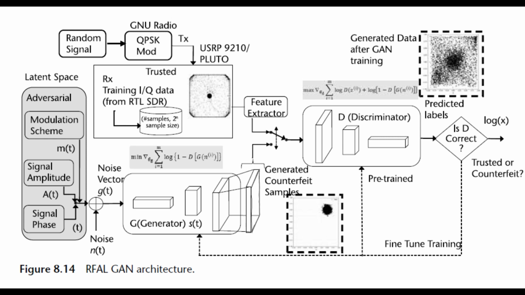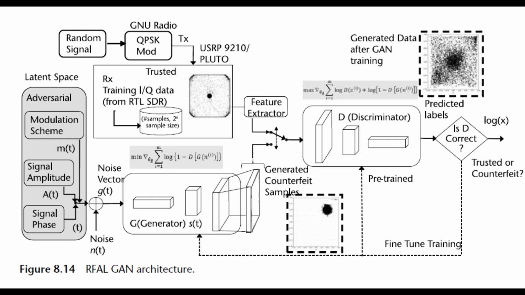This diagram depicts the architecture of a radio frequency adversarial learning, RFAL, generative adversarial network, GAN. Let's break down the components and flow of the architecture step by step. Detailed explanation. Random signal generation. A random signal is generated, which forms the basis for the adversarial input.